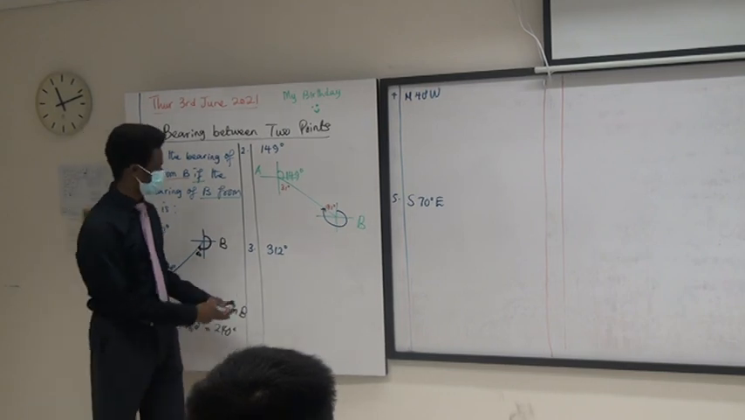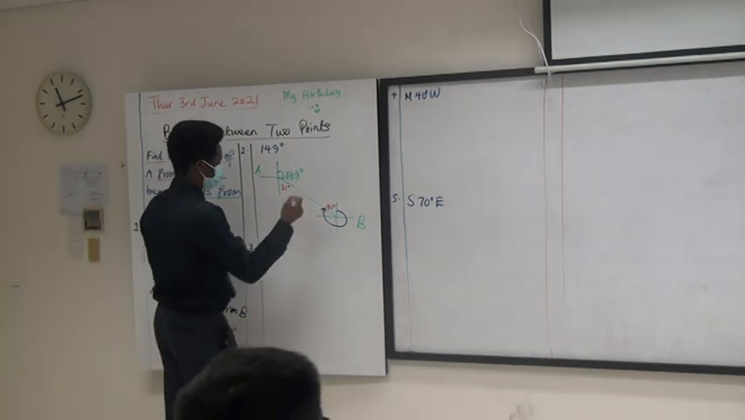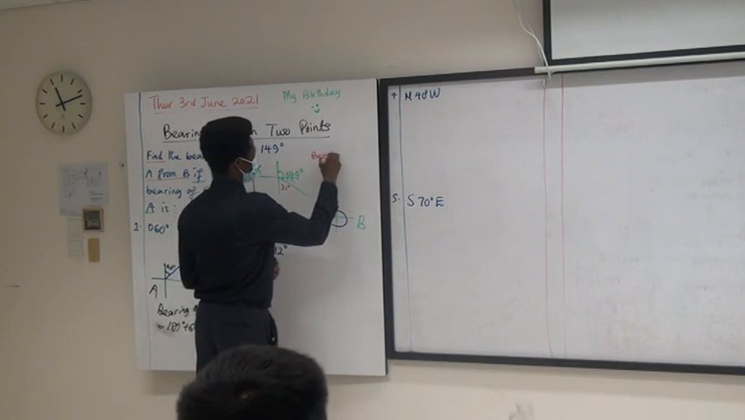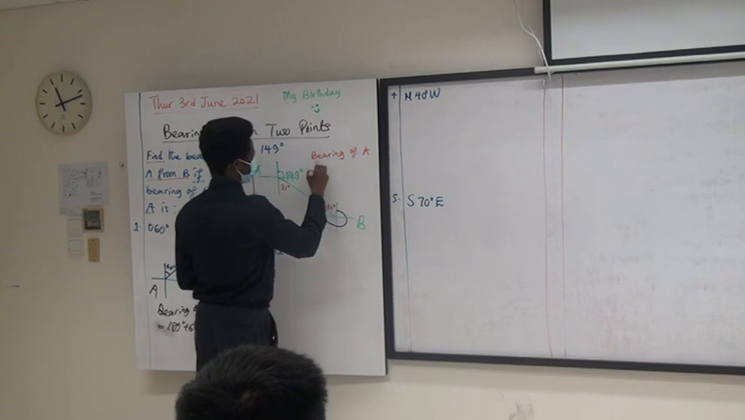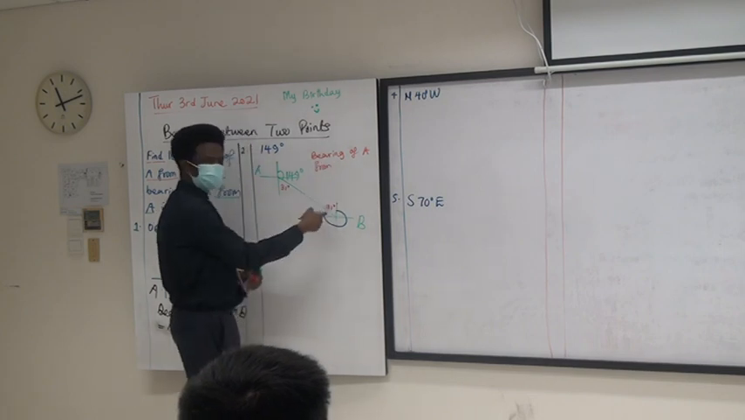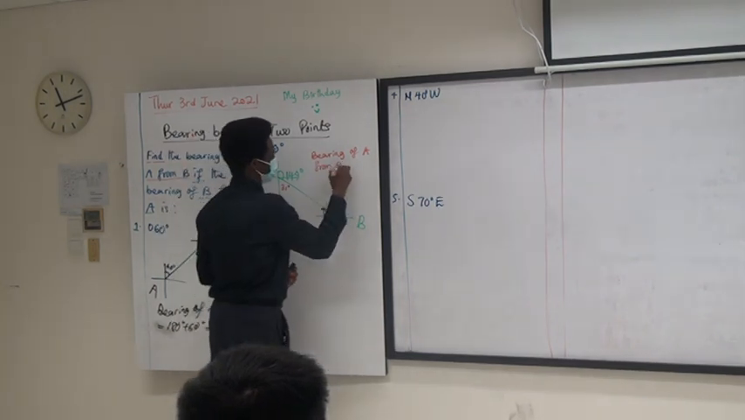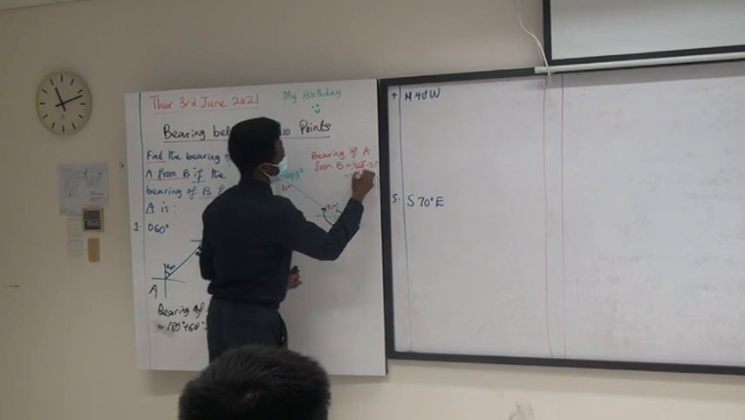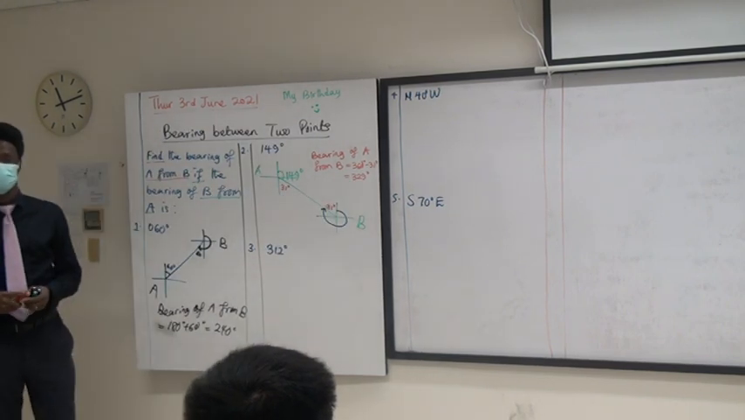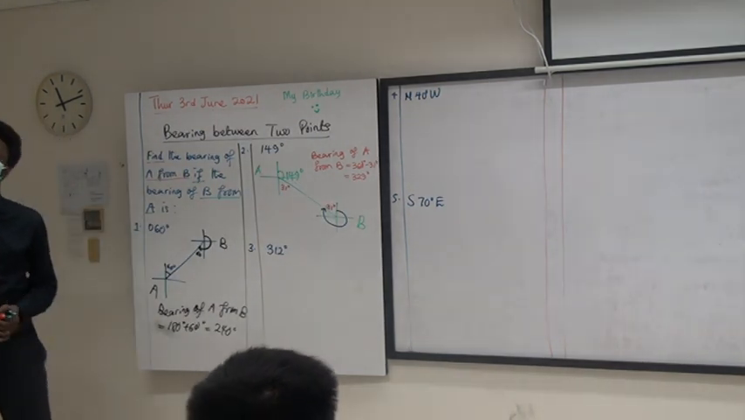Okay? So you can say the bearing of A from B, which means we measure from B, is equal to 360 minus 31. What is that? Is it 329? Yes. There's another way to do this.